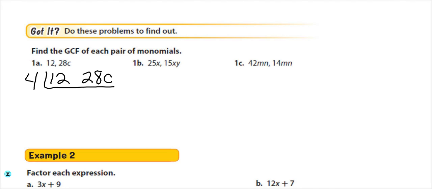Okay, then we divide. So 12 divided by 4 gives us 3. 28 divided by 4 is 7, and then we have a c left over. So then I look at the bottom, do 3 and 7c have common factors, other than 1? That would be no. So the answer is 4.